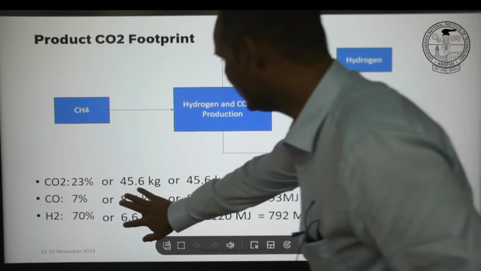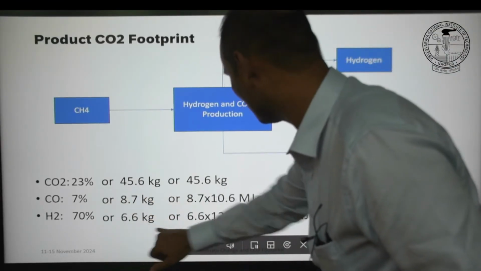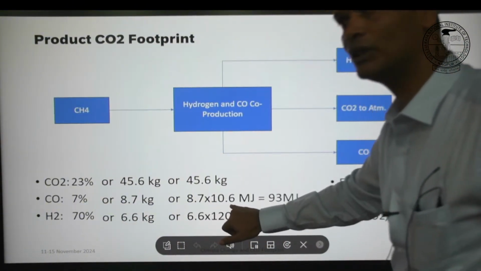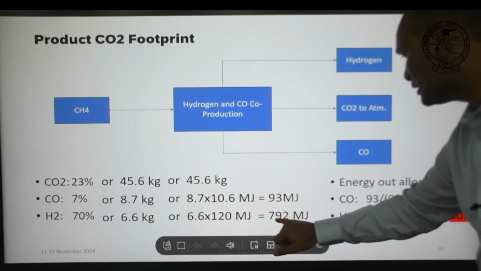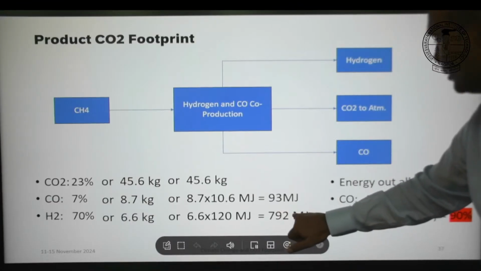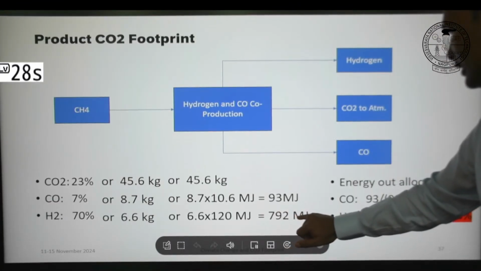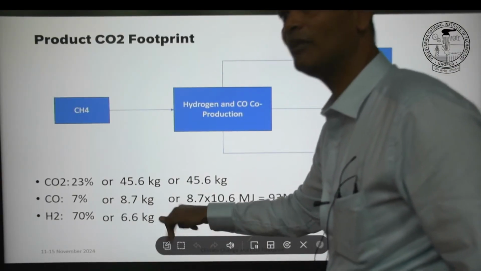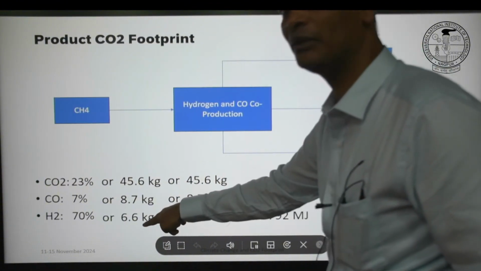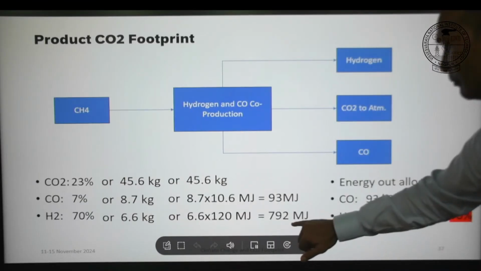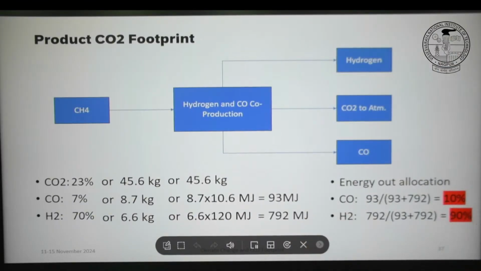So you say, this is my total energy out: 6.6 times 120, that's the LHV of hydrogen, plus the LHV of CO. How much is this? Maybe 90%, if I'm not wrong, 85 to 90%. So 90% of my energy is going here, but weight-wise this is 42%. If I do it based on weight, I will say 42% of my CO2 is associated with hydrogen, but in reality, 90% of my CO2 is allocated to hydrogen. That's the way you report CO2 footprint if you have more than one product.